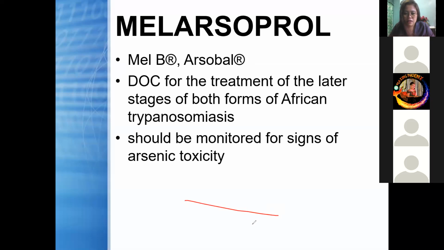So the West African is the Trypanosoma brucei gambiense. And please check, the South African is Trypanosoma brucei rhodesiense. Melarsoprol is used for both forms of African trypanosomiasis. Our drug of choice is melarsoprol.